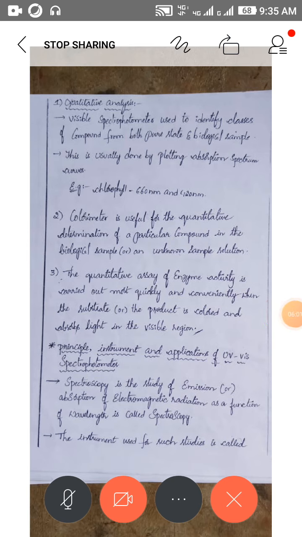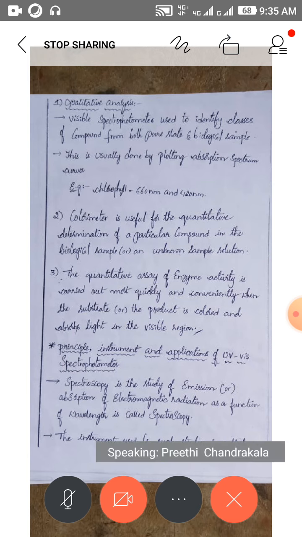Next, applications of the colorimeter. This colorimeter is mainly used for qualitative analysis. For example, a visible spectrophotometer is used to identify classes of compounds from both pure state and biological samples. This is usually done by plotting absorption spectrum curves. Example, chlorophyll at 660 nanometers and 420 nanometers.